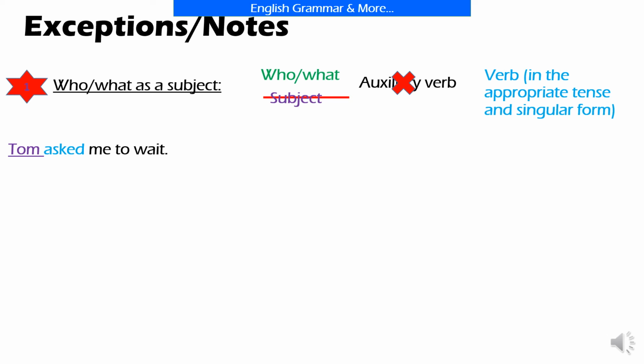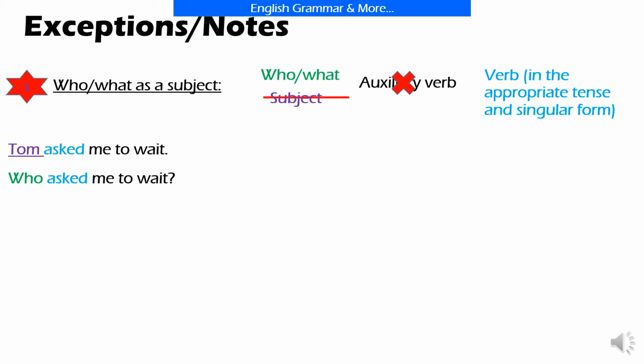Now if we ask a special question to the subject of the sentence, it would be as following. Who asked me to wait? As you can see here, we started the sentence with a special question pronoun who, which replaced the subject in the sentence, and then we put the verb in its proper tense.